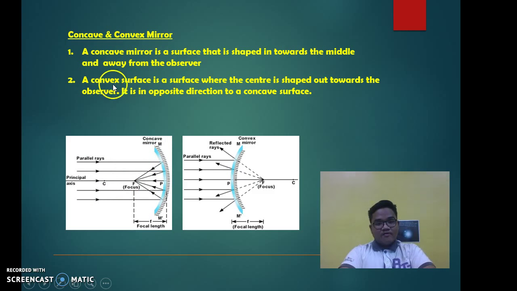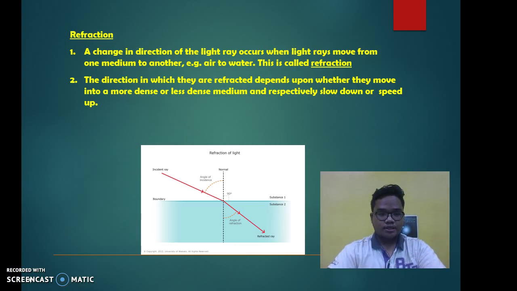Second, a convex surface is a surface where the center is shaped out towards the observer. It is in opposite direction to a concave surface. Refraction. A change in the direction of the light ray occurs when light ray moves from one medium to another, example, air to water.